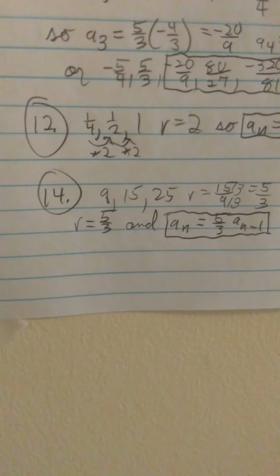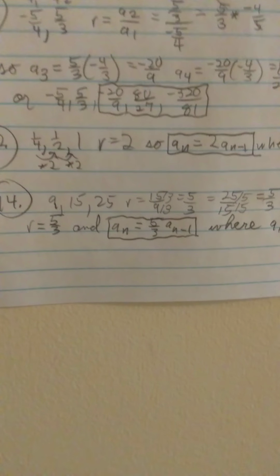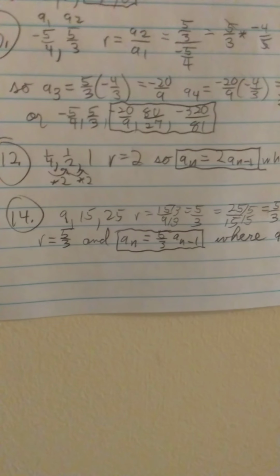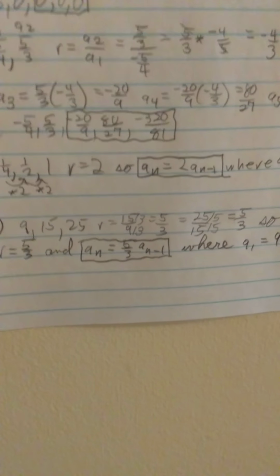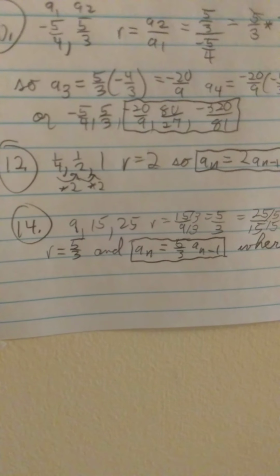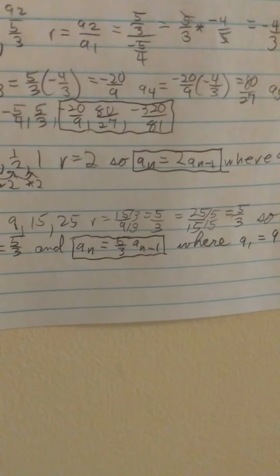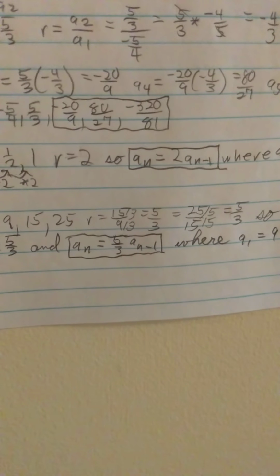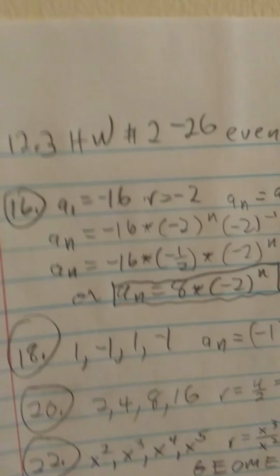Now 9, 15, 25, I need to do some more fraction work. So the second over the first, 15 over 9, dividing both by 3, simplifies to 5 over 3. And the third over the second, 25 over 15, dividing both by 5, gives me 5/3. So we have a constant r of 5/3. It is geometric. And the recursive formula is a sub n equals 5/3 times a sub n minus 1, the last term, where a sub 1 equals 9.